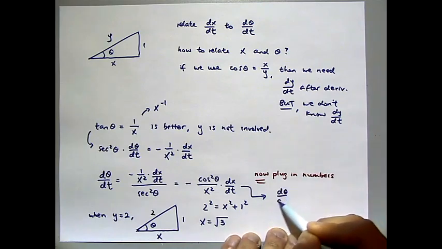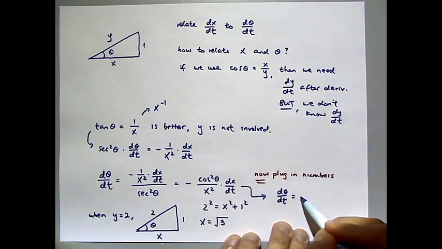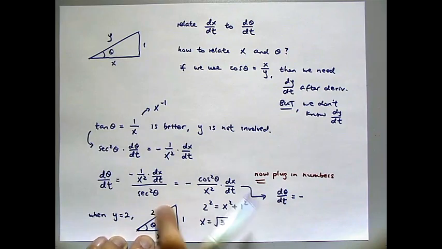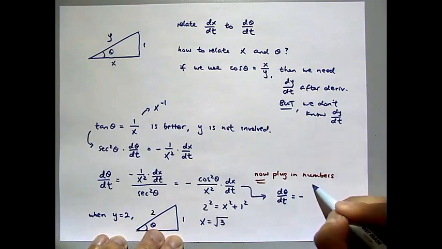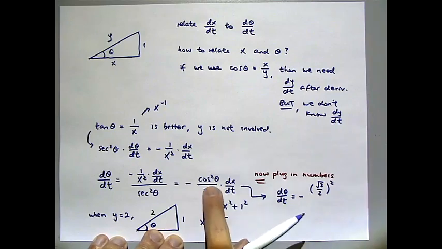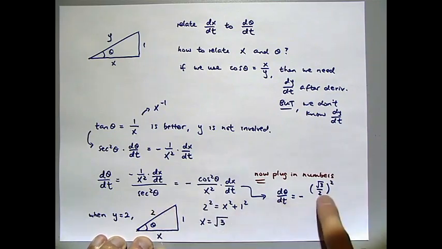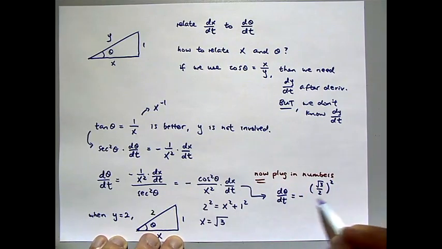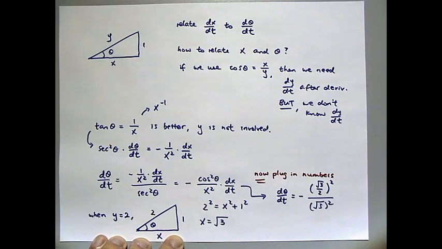We can find dθ/dt: negative cosine. Cosine is adjacent over hypotenuse. Radical 3 over 2. Right? Cosine is adjacent over hypotenuse. This guy right here, adjacent. Hypotenuse squared over x squared, radical 3 squared, times dx/dt. And dx/dt is what, 500, is it? Yeah.